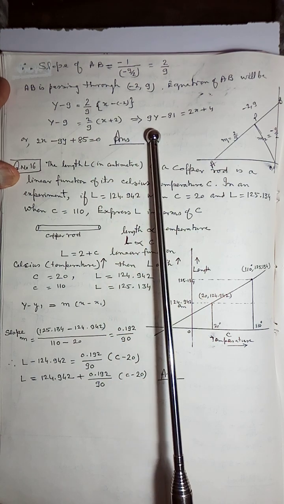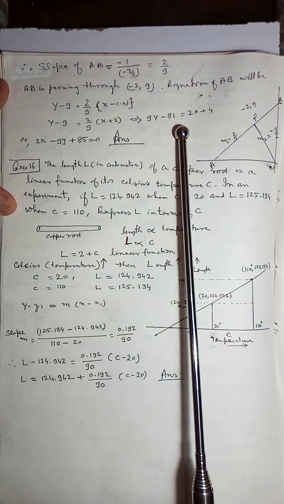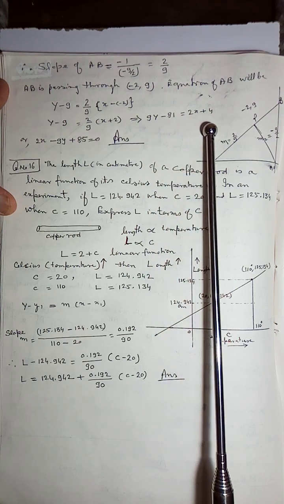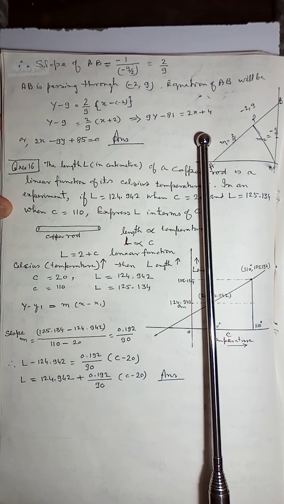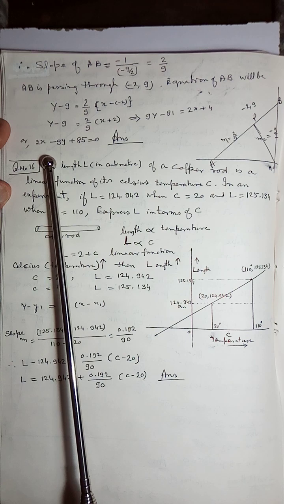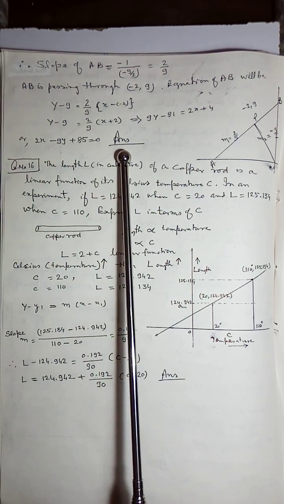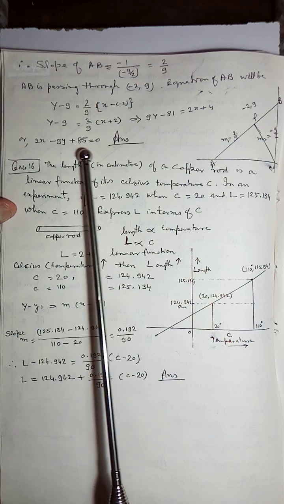Further solving, you will get y minus 9 equal to 2 by 9 in bracket x plus 2. This implies that 9y minus 81 is equal to 2x plus 4. Now arrange it, so you will get 2x minus 9y plus 85 equal to 0. The same answer.